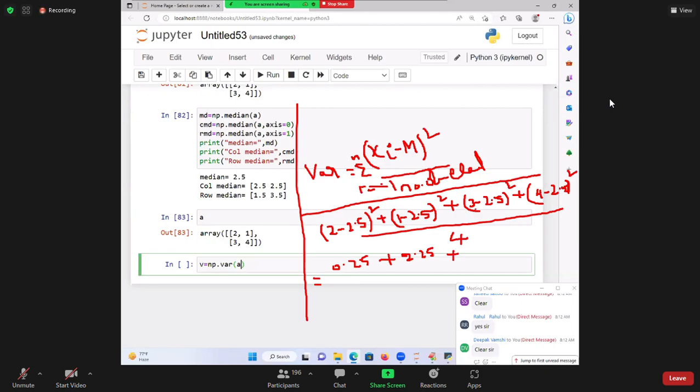Plus 3 minus 2.5 whole square, 0.5 whole square, 0.5 times 0.5 is 0.25. Plus 4 minus 2.5, 1.5 whole square, 1.5 times 1.5 is 2.25. Divided by 4. So 0.25, 0.25, 2.25, 2.25 adds up to 5.0, and so on: 2.75.